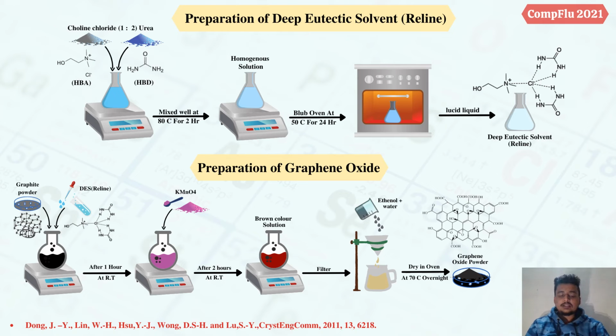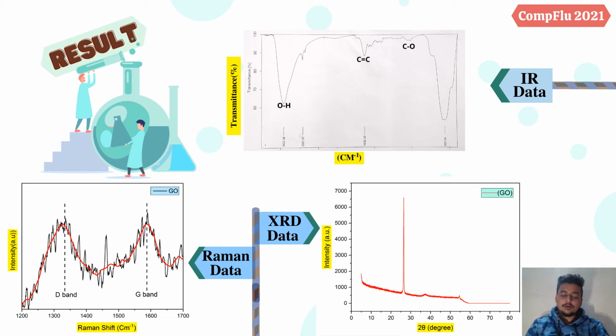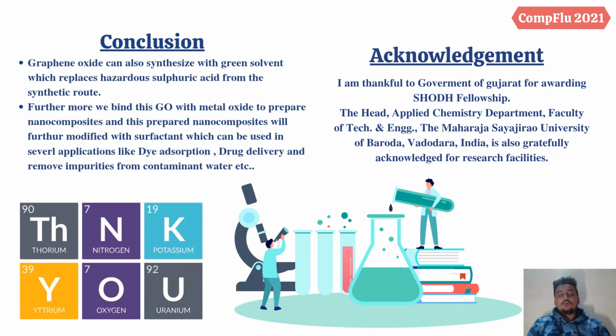We successfully characterized graphene oxide by techniques like IR, Raman and XRD. As you can see, the IR data shows very good results, and the Raman and XRD data also confirm that our compound is successfully formed. From this data, we conclude that we synthesized graphene oxide by a green solvent, which replaces hazardous sulfuric acid from the synthetic route. Furthermore, we bind graphene oxide with metal oxide to prepare nanocomposites, and these prepared nanocomposites will be further modified with surfactants, which can be used in several applications like dye adsorption, drug delivery, removing impurities from contaminated water and so on.